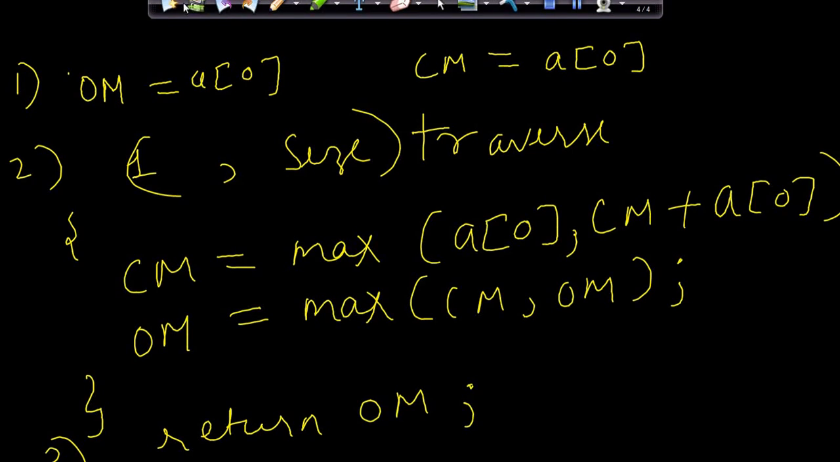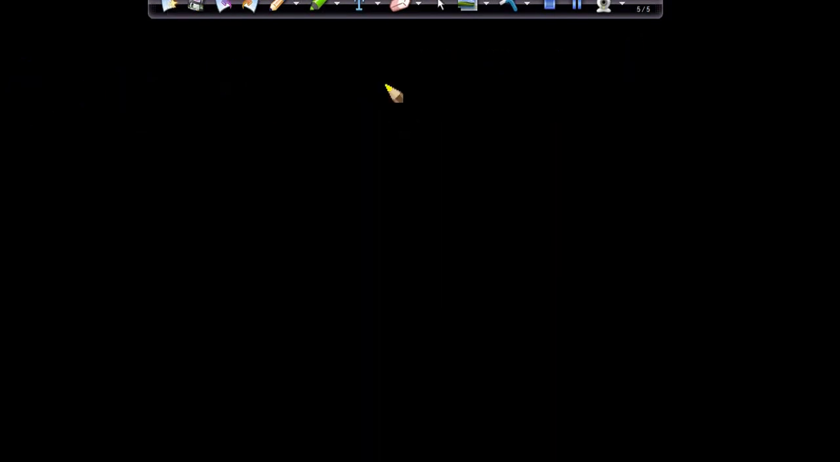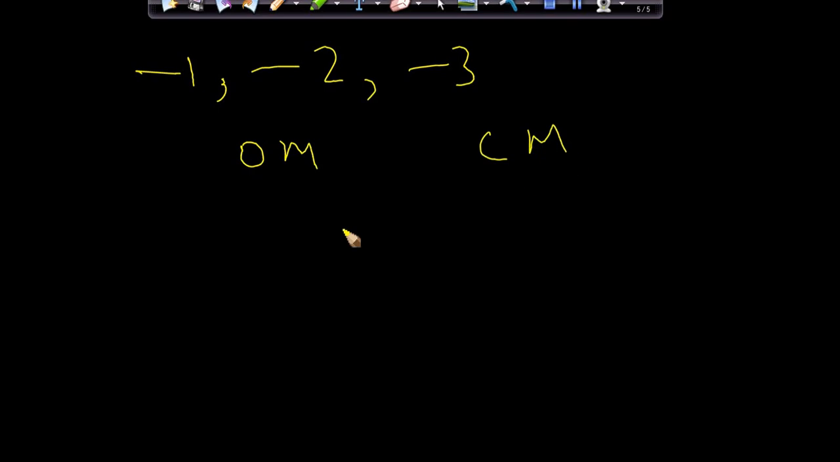So we'll see a quick example and we'll finish that. Let us consider the case -1, -2, -3. There are two things: one is overall max, another is current max. Initially both are -1, because they are initialized to A[0]. We start from the next element, which is -2. We compare with the max of -2 and -1 plus -2, that is -3.